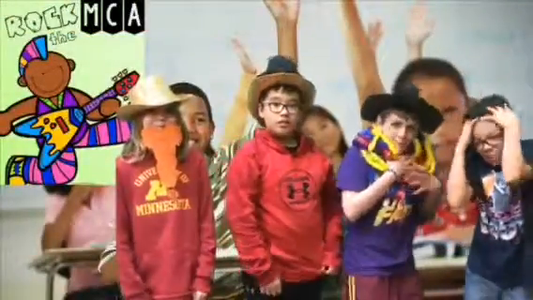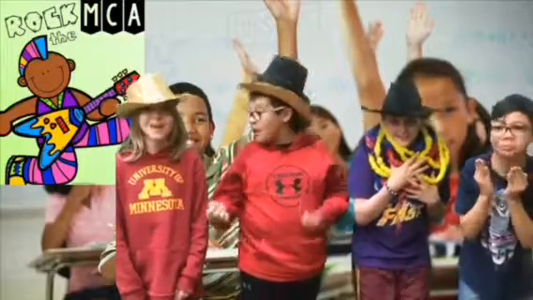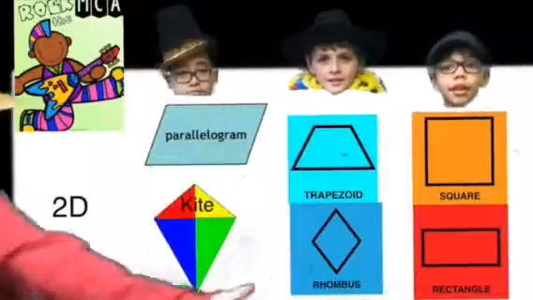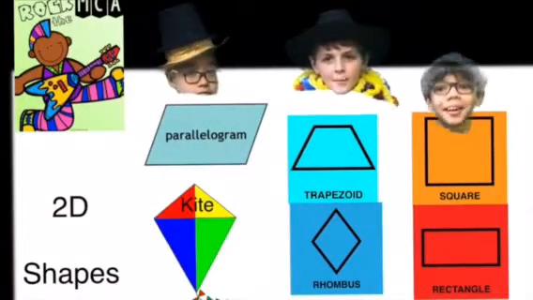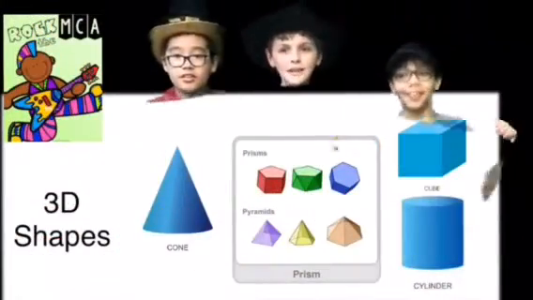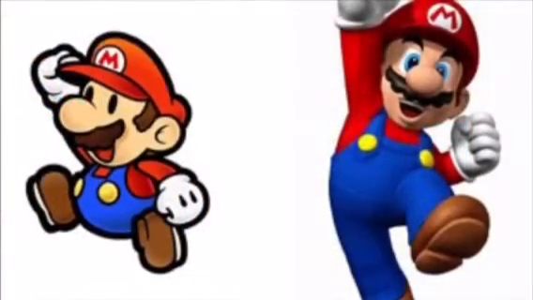Are you feeling the pressure to learn everything you can before the MCA test? Here are some words that will help. 2D shapes. Square and rectangle. Trapezoid and rhombus. Parallelogram and kite. These are 3D shapes. Cube and cylinder. Prism and pyramid. Cone.